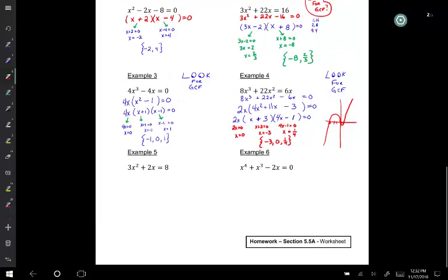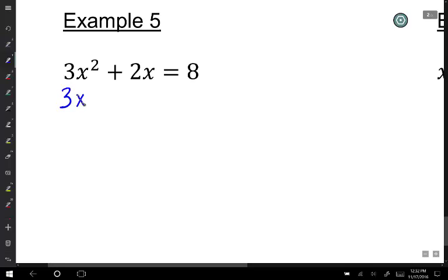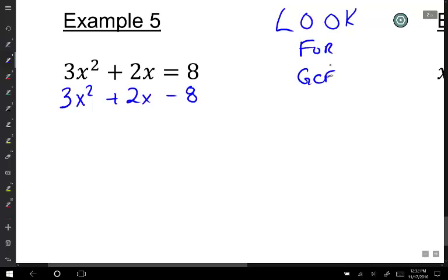All right, let's look down here at example 5. You guys have done a great job so far. Let's jump to some new people. Rebecca, Annalise, Julia, talk to me about my first step. Subtract 8, she says. All right. Look for a GCF. No GCF? Sad. Okay. No GCF.